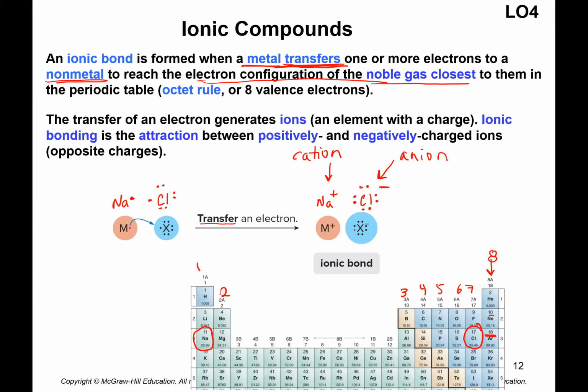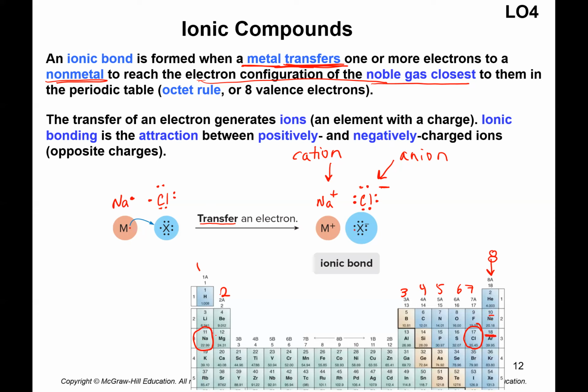All right. So that is what we mean by a transfer. And when you transfer an electron, you can generate a cation and an anion. So now, how do I know that sodium is only going to give up 1 electron? Why does chlorine gain and why does sodium lose? This is where we look at our periodic table, and we need to determine the closest noble gas to each of the species we're concerned with.